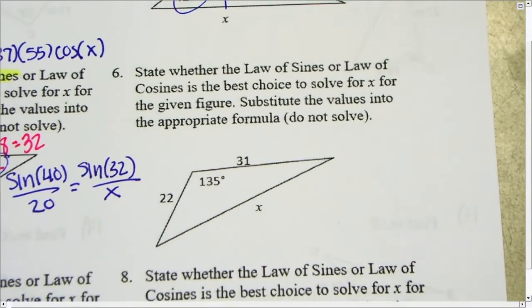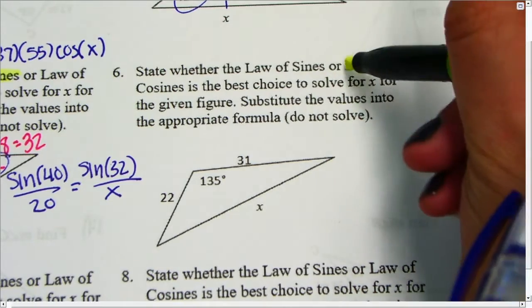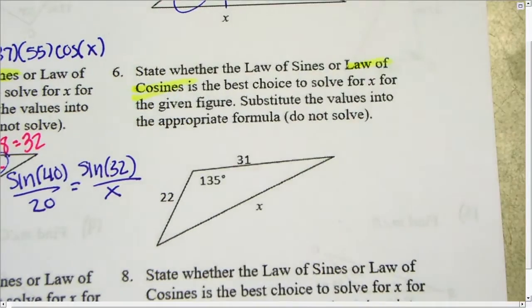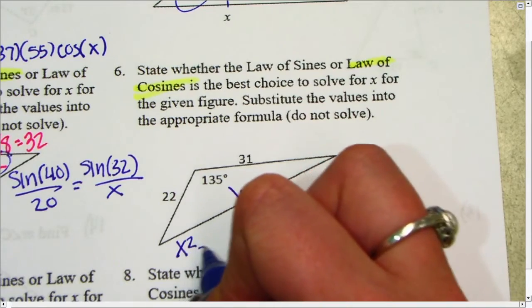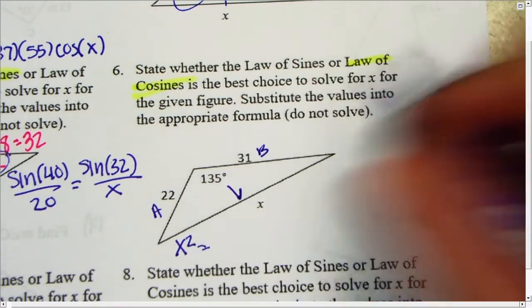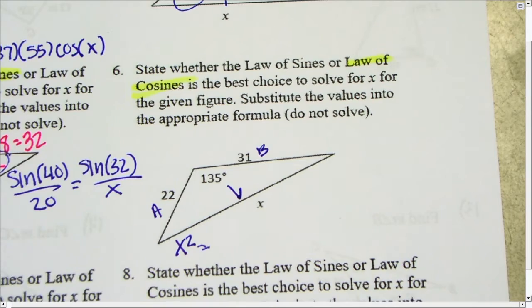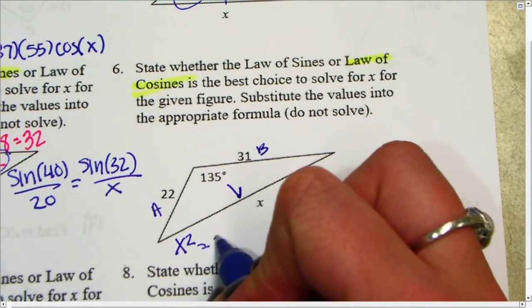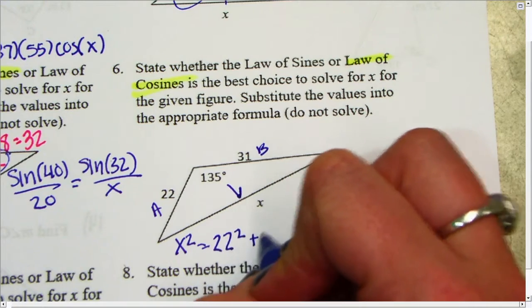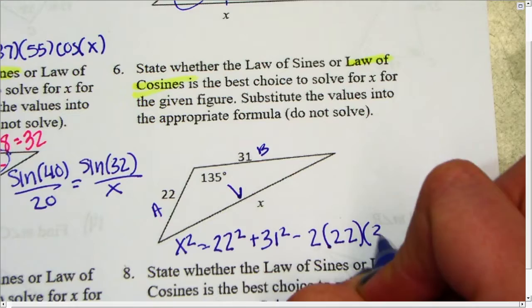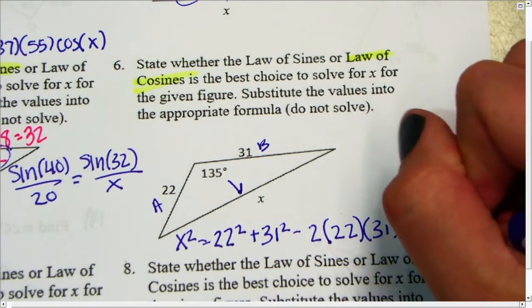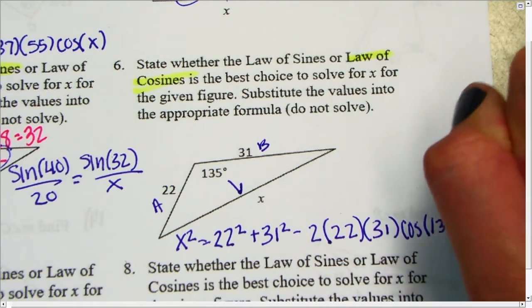Number 6, I see one angle and three sides. So that again, law of cosines. Across the angle is the x, so this becomes x squared equals, again, a and b don't really make a difference. I could make 31 a or b, does not matter. So this equals 22 squared plus 31 squared minus 2 times 22 times 31 times cosine of 135.